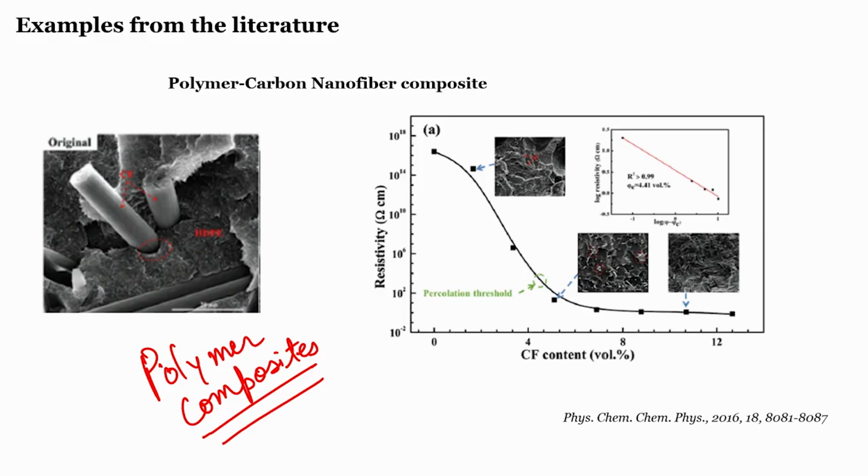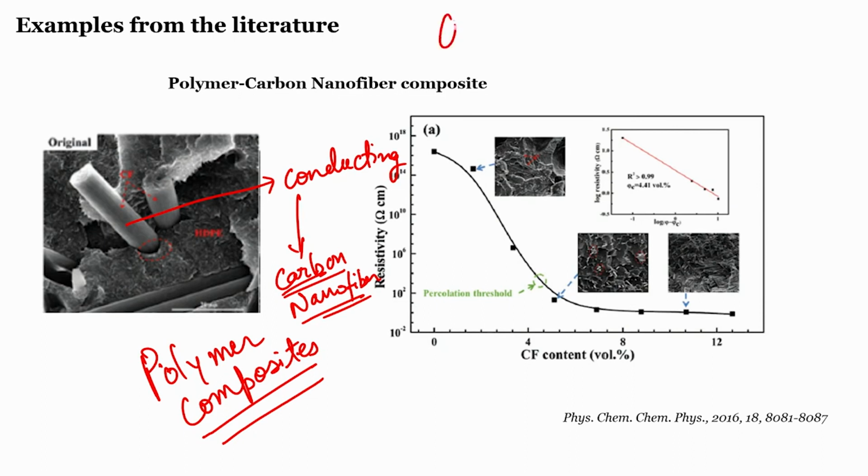So in this polymer composite, this is a conducting part. It is a carbon nanofiber. I am not going through the detail of carbon nanofiber. The difference between carbon nanotubes and carbon nanofiber is that carbon nanotubes are hollow. Carbon nanofiber is a proper fiber which is solid all throughout. So this is a carbon nanotube and this is a carbon nanofiber.